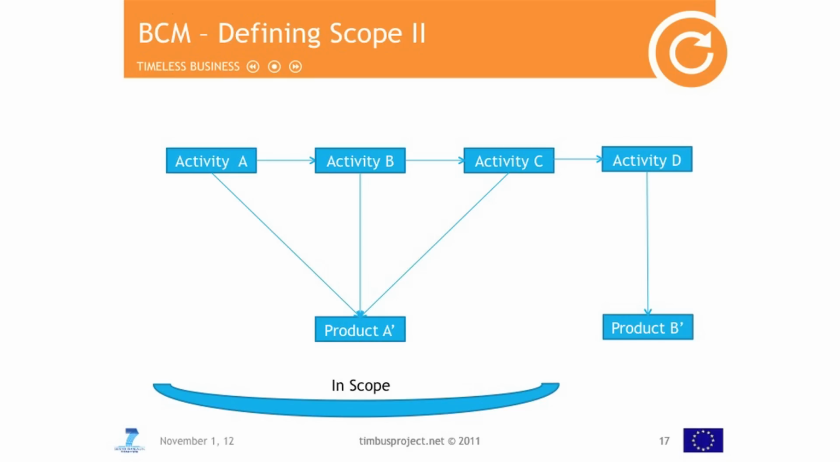So here again, you see some organization doing different activities, producing different products. So the whole idea is that you identify what is the critical product or service which is crucial for your business to survive, and then you bring that into the scope first of business continuity management.